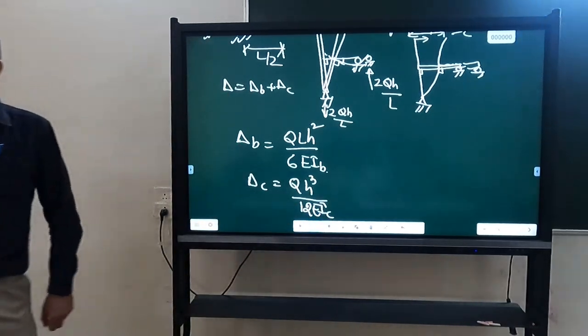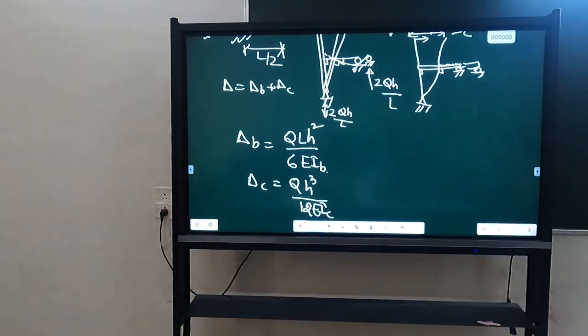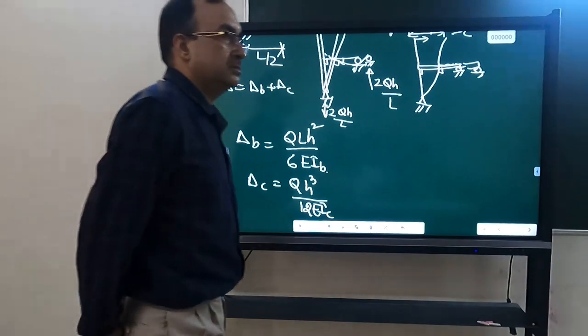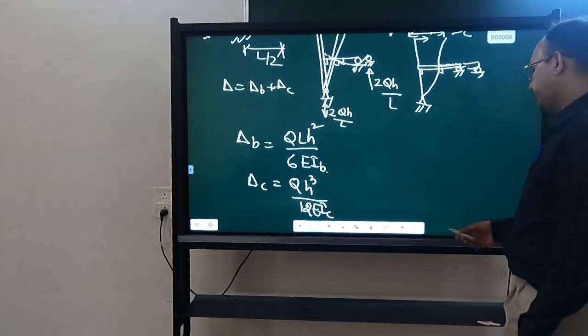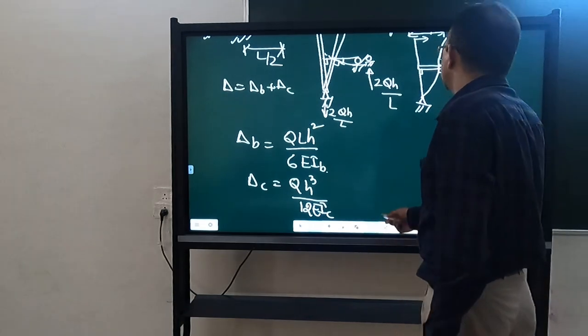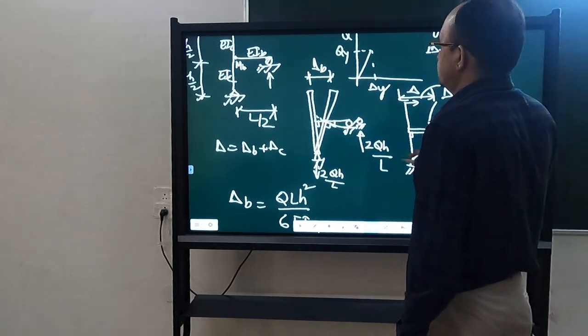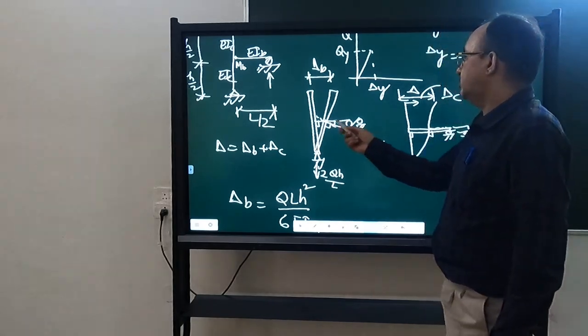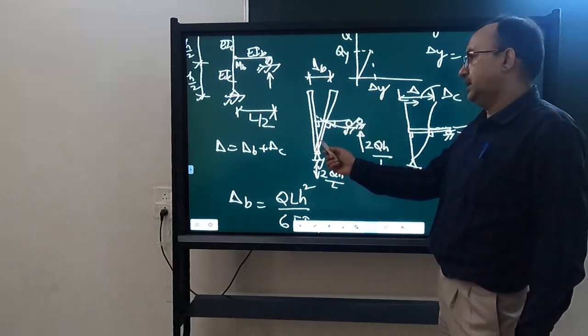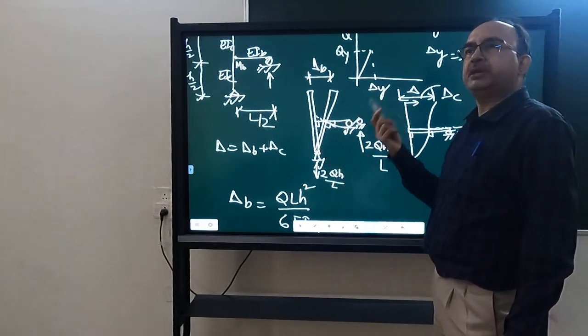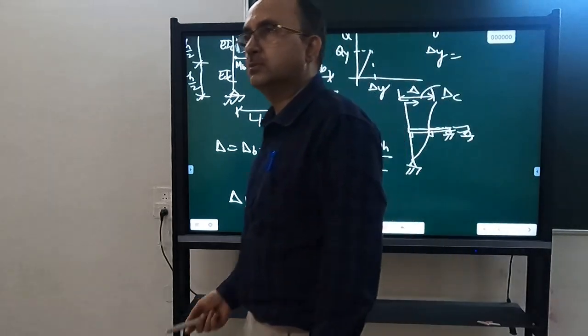Okay? How much will be Qy? You can get it from here. Moment here is 2QH by L into L by 2. That you equate equal to MB. So you will get Qy.